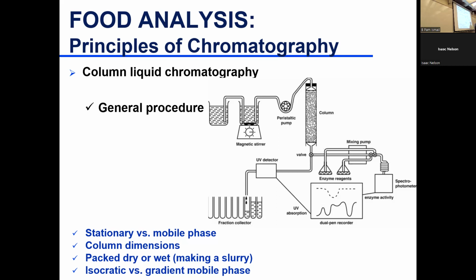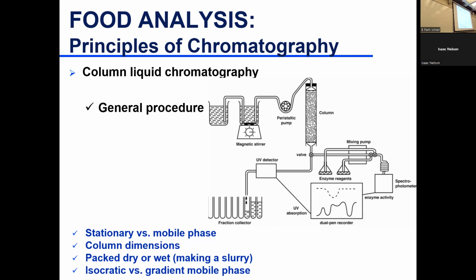Now, the other thing I want you to remember is two terms: isocratic versus gradient elution. Isocratic, what does it mean to you when you hear the word isocratic? The mobile phase is constant over time. It does not change. So if I start with water, it's water throughout my run. If I start with an organic solvent, acetonitrile or methanol, it is methanol throughout the run. I don't change anything. It's an isocratic mobile phase.